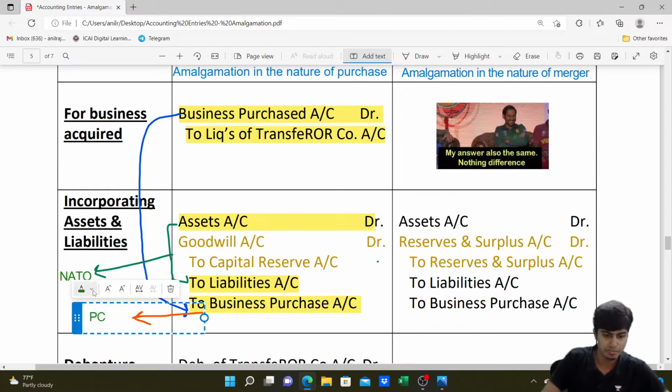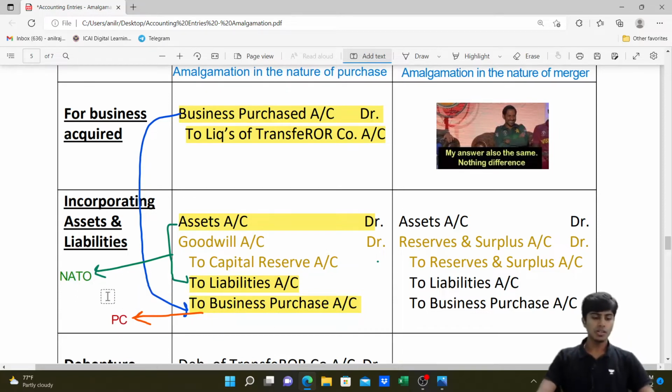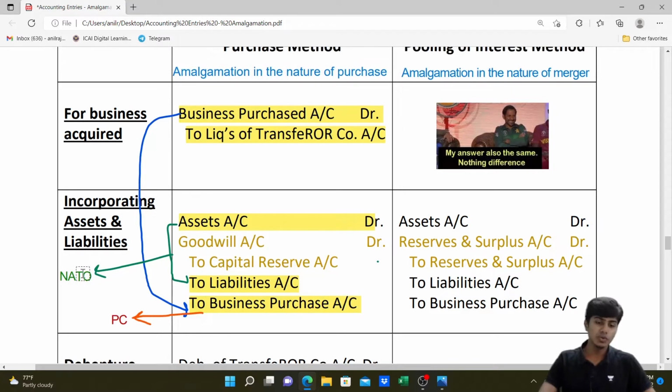Purchase consideration. So whatever the difference between NATO and PC is goodwill or capital reserve. When is it goodwill? When PC is more, credit is more than debit, then this will become goodwill. Or if assets are more and the money that you give is less, then it will become capital reserve.